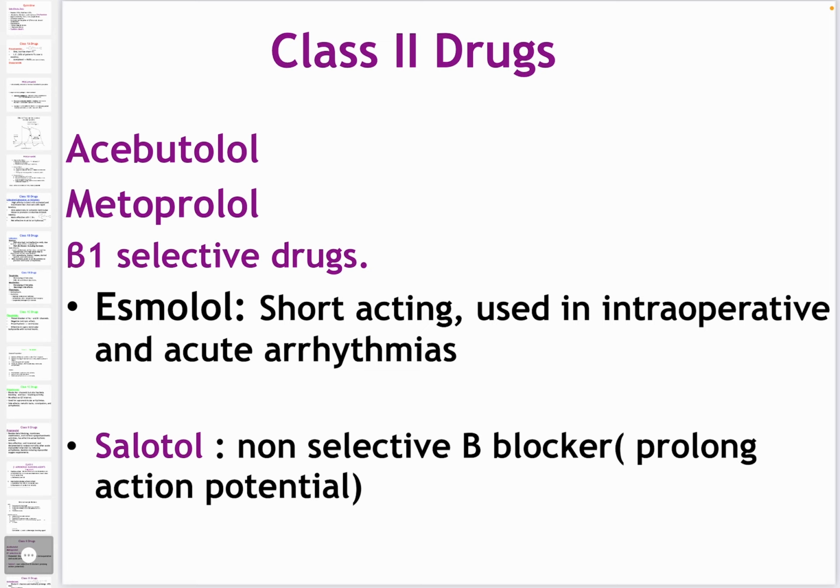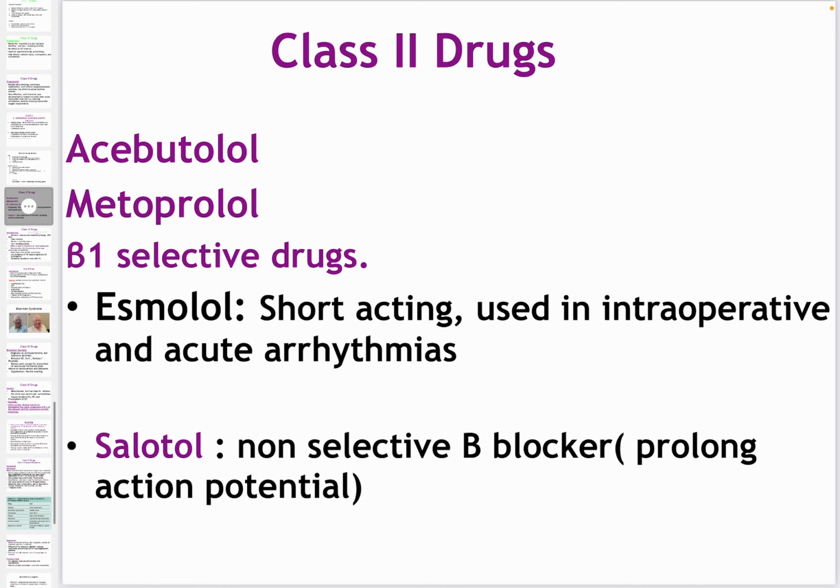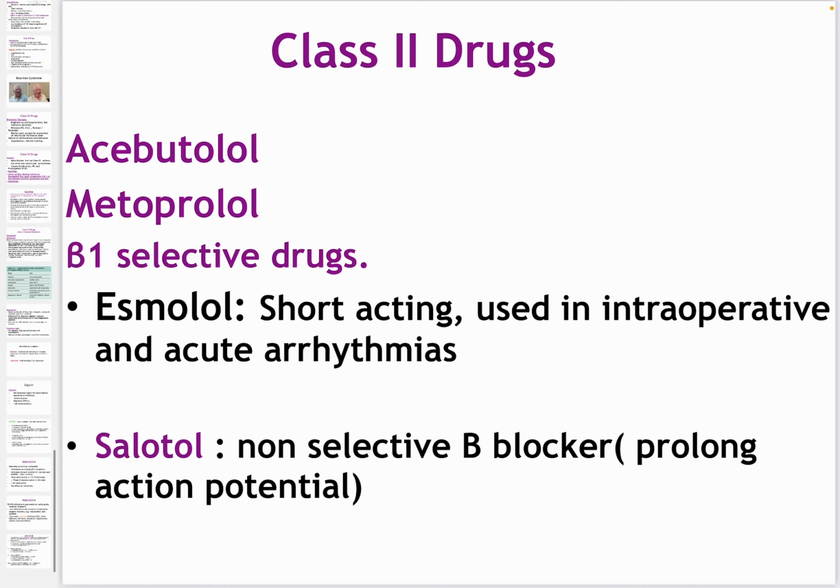So let's move on to talk about other beta blockers. We have acebutolol and metoprolol, and both of these are beta-1 selective drugs. With regard to acebutolol, there is something special about it I wanted to mention, but it will come up later. These are beta-1 selective adrenergic antagonists. So we will not worry too much about asthmatic patients as we would with propranolol, a non-selective drug.